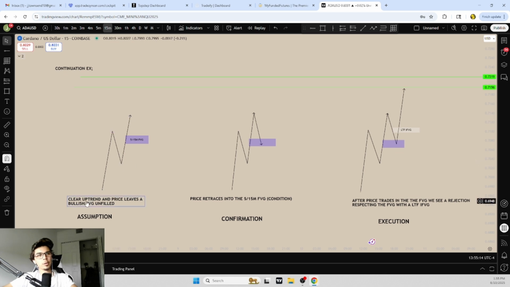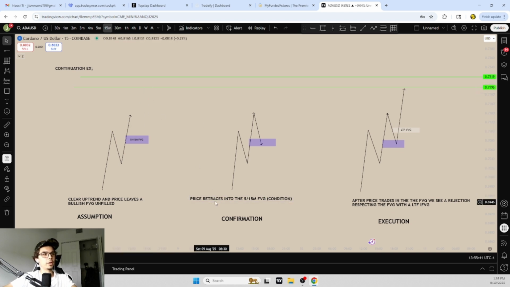So what do we have? Clear uptrend, price leaves a bullish fair value gap unfilled below us. Okay, so our assumption is, again, I don't want to buy up here because it's too premium. So what am I assuming? Okay, if price comes down into here and we see a rejection, and these PD arrays up here are still either unswept or unfilled, whether they're fair value gaps or session liquidity, high time frame liquidity, right? Doesn't matter. Well, then we still have a clear draw on liquidity.